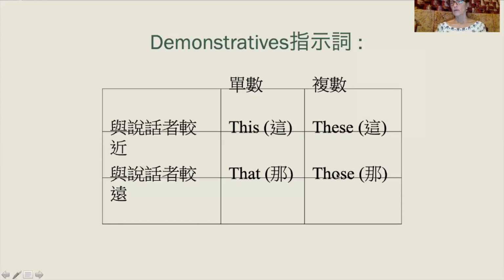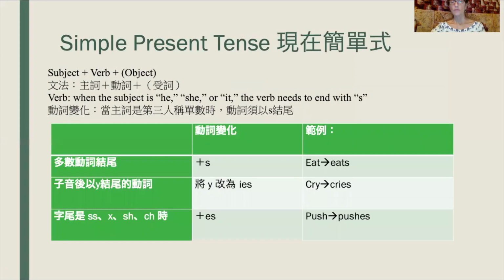So regarding demonstratives, 指示词, I think this topic is pretty simple, pretty easy, 很简单, not much more to say. So I'm going to go ahead and move on and get to simple present tense. Okay. 现在简单时 of verbs, 动词.